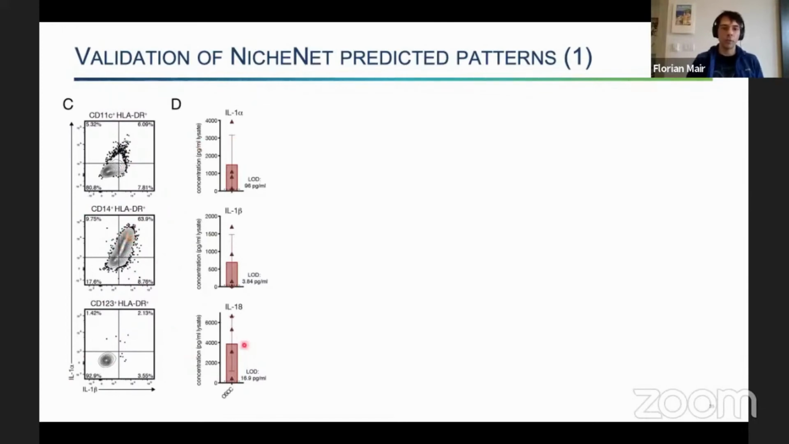We also performed Luminex analysis on direct flash frozen tumor tissues, where you can see that there is quite a large spread, but that there is definitely IL-1 alpha, IL-1 beta, and also IL-18 present in the tumor microenvironment. So at this point, we knew that the ligands that were predicted by NicheNet seemed to be indeed present in the tumor microenvironment. And the next question that we asked was whether the corresponding receptors are there as predicted by NicheNet.